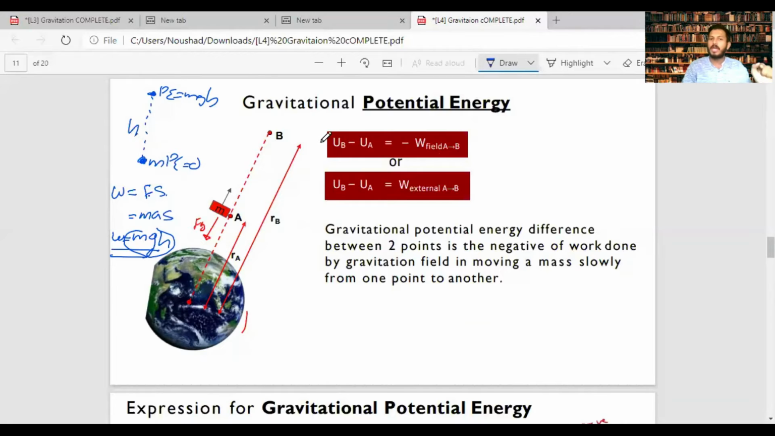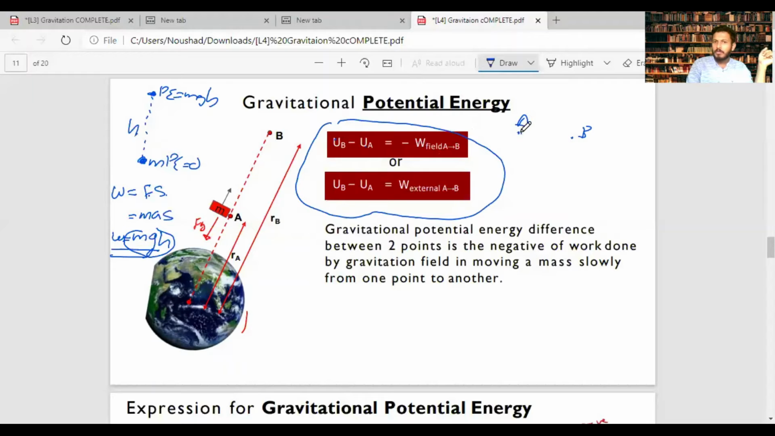UB minus UA equals minus W of field from A to B. And UB minus UA equals W of external from A to B. These are the two equations. I can explain. Ready? Consider this is point A and this is point B. What is UB minus UA?